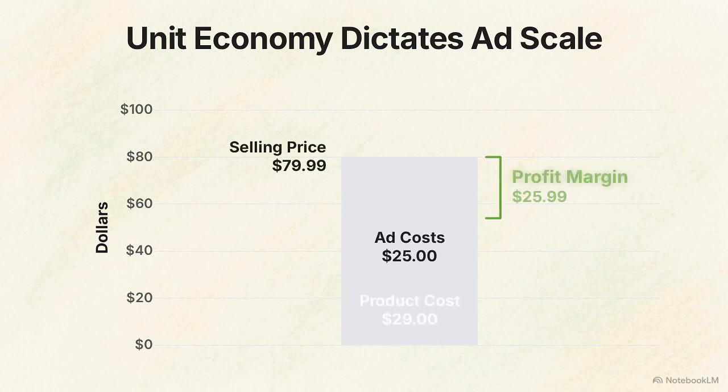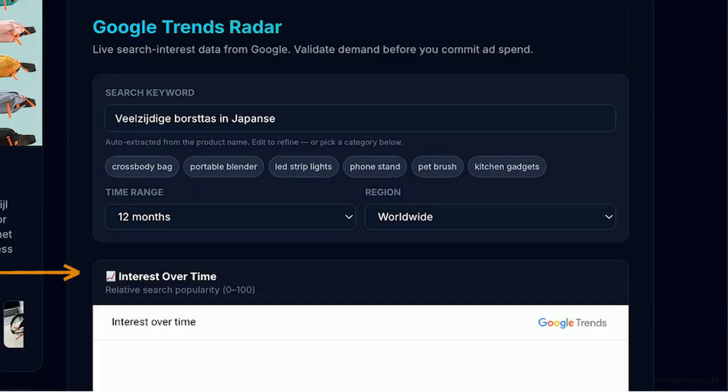costs. This interest over time chart pulls live search data directly from Google Trends. It confirms the item has maintained stable search volume over a 12-month period, ensuring you aren't investing your budget into a temporary fad that will collapse before you launch.